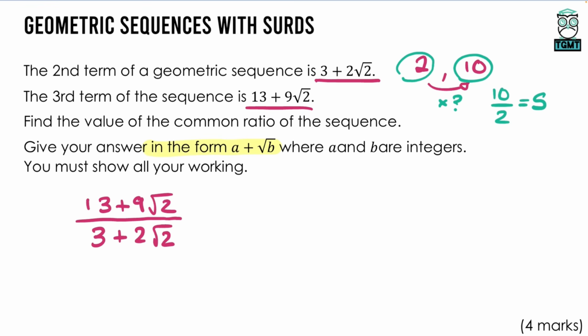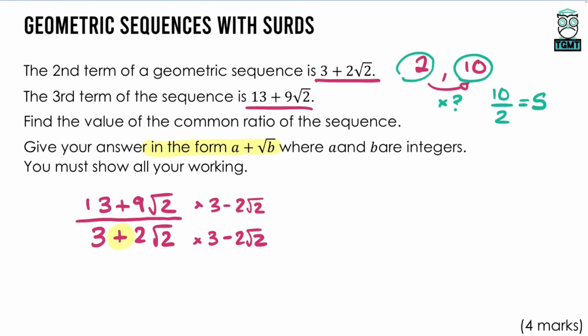So in order to rationalise this, we would need to multiply the top and bottom by 3 minus 2 root 2. Again, it's what's on the bottom of our fraction, but changing the symbol. So we'll do that top and bottom. We've got a lot of surds to multiply, but that is going to give us our common ratio, and once it's rationalised, hopefully it falls into the form a plus root b.